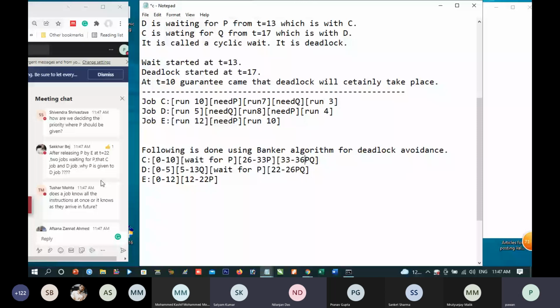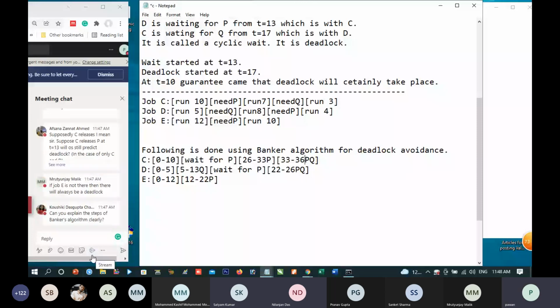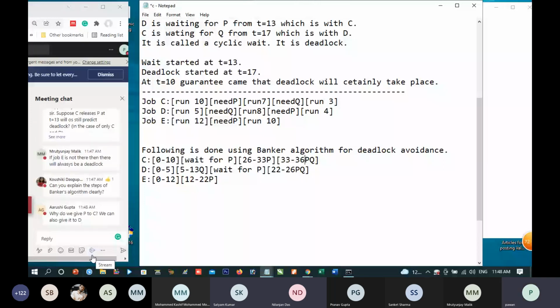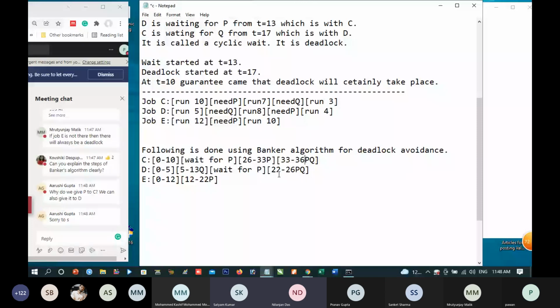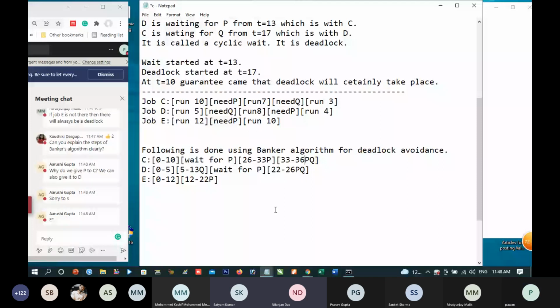I am asking you another question. Yes. No, we have not given P to C. We gave P to D. We have not given P to C. We gave P to D at time t equal to 22. Write it properly what you mean.